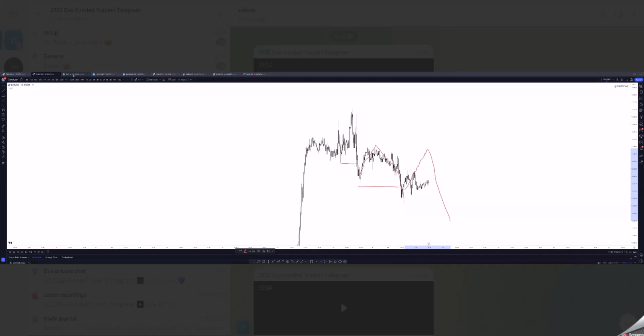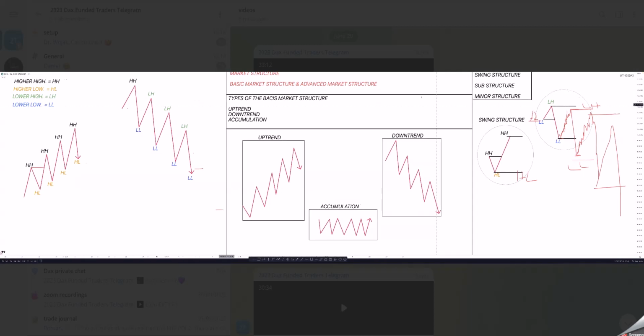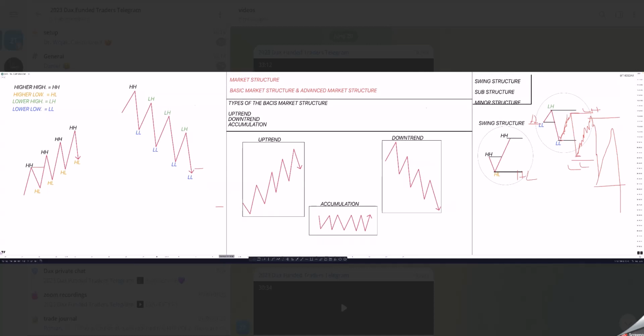And that brings us to the end of the basic market structure, right? Now, I've been able to explain the basic market structure, which I believe we now understand, right? We understand the uptrend, the downtrend, the accumulation. We understand the higher highs, higher lows, the lower highs and the lower lows. Then we now understand the swing structure, the substructure, and the minor structure. Mind you, this is just the basic, right? The basic understanding, and you really need to know it. It is very, very important for you to know it.